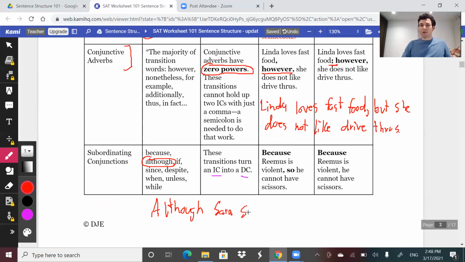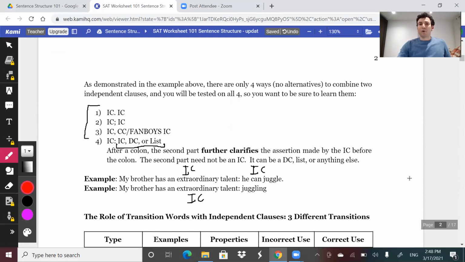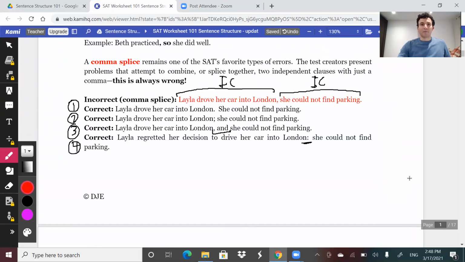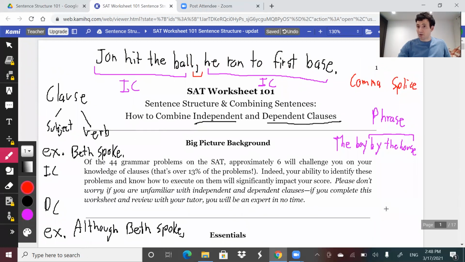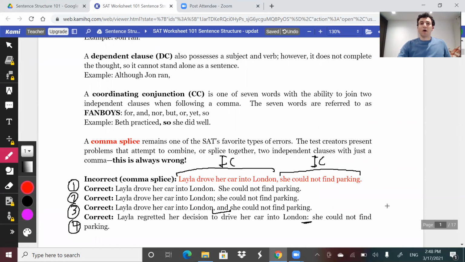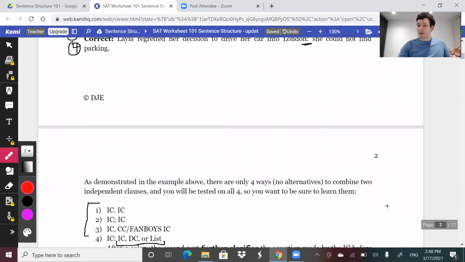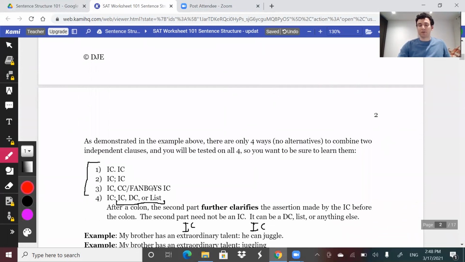So if a sentence starts with a subordinating conjunction, that first part is a dependent clause and we're okay with just a comma. We don't have a comma splice. So a quick recap before we get into a few practice problems: you need to be able to define when you have an independent clause. You need to know what your 7 coordinating conjunctions are and how they can combine two independent clauses with just a comma, or your fanboys.